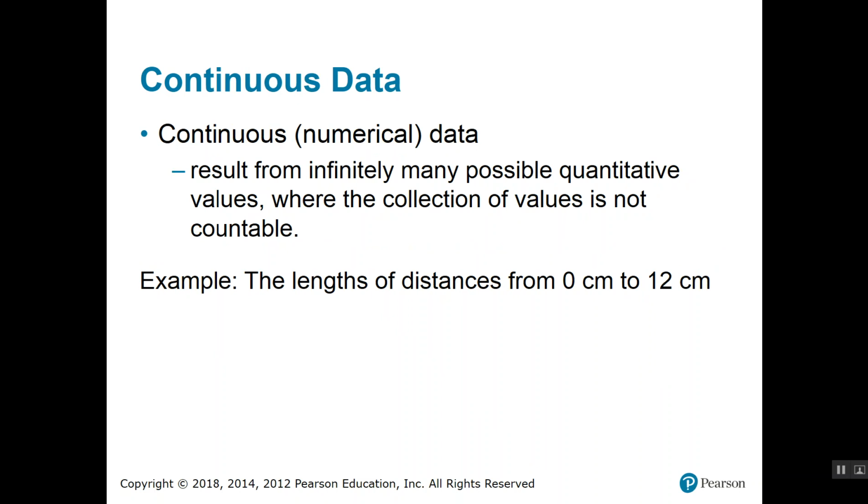Versus continuous data, which is where I can't count how many options I have. In the example, the lengths of distances from 0 centimeters to 12 centimeters, the options I can think of is it can be 0.6 centimeters. It could be 2 centimeters. It could be 4.7. It could be 9.35. It could be 11.765432, and so on. And so you can see how there's so many more options in this situation, and therefore there are infinite amount of options or data. So it is continuous.